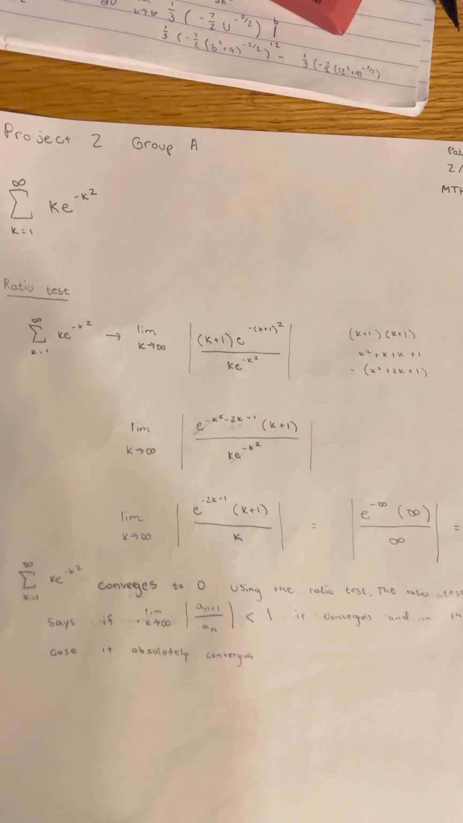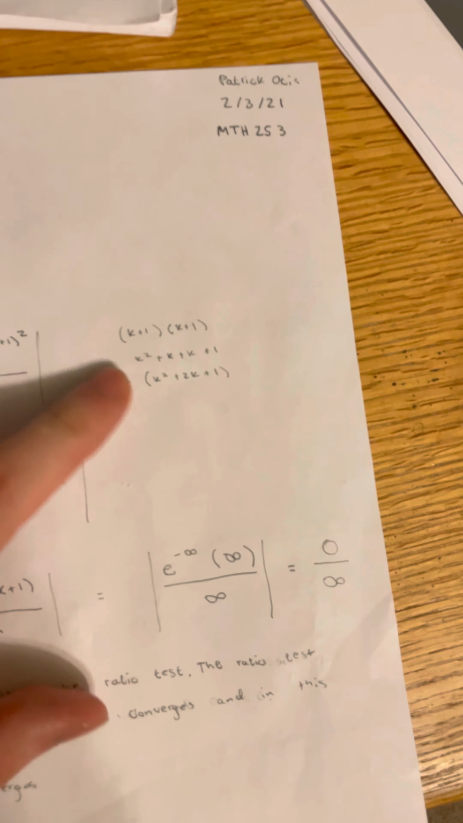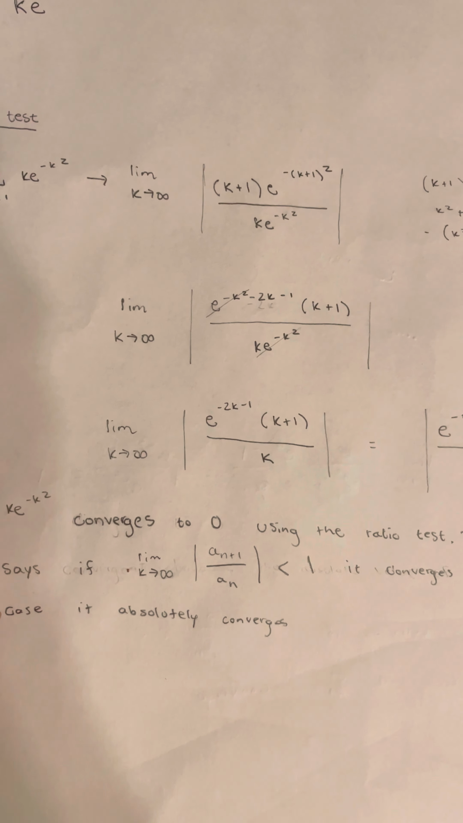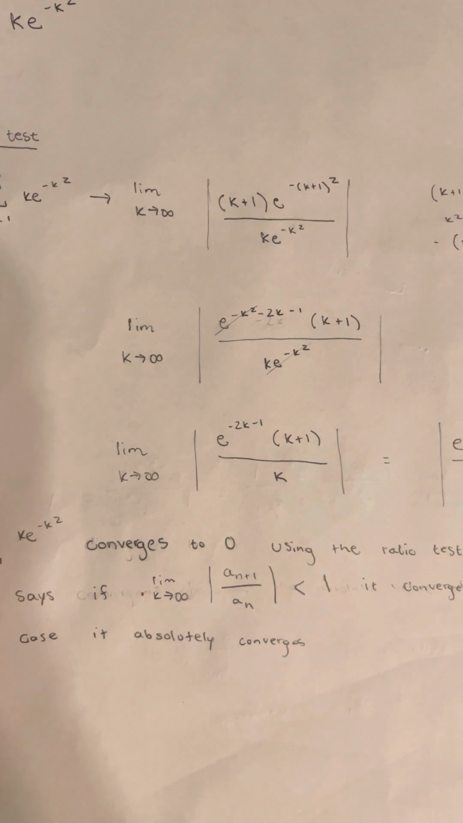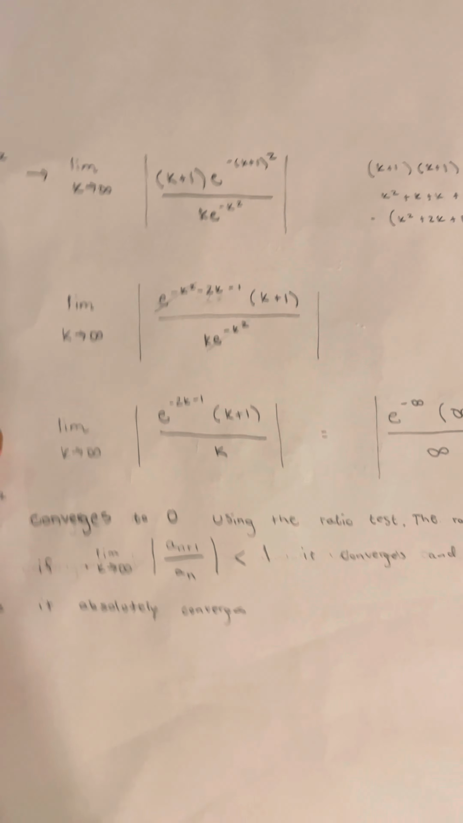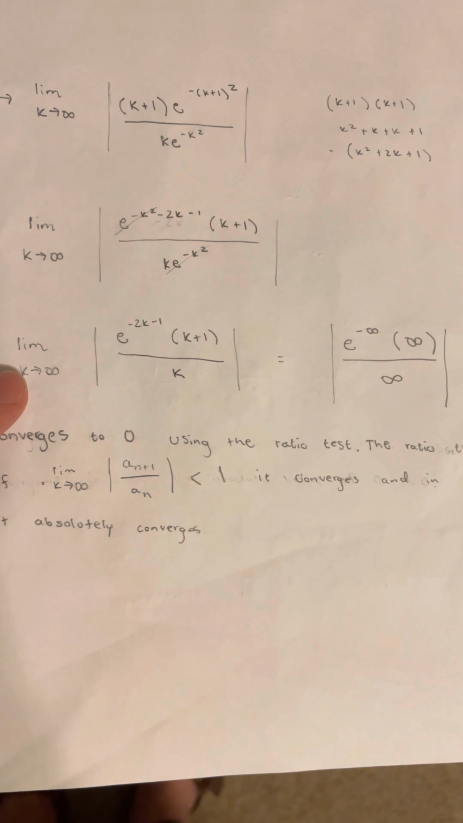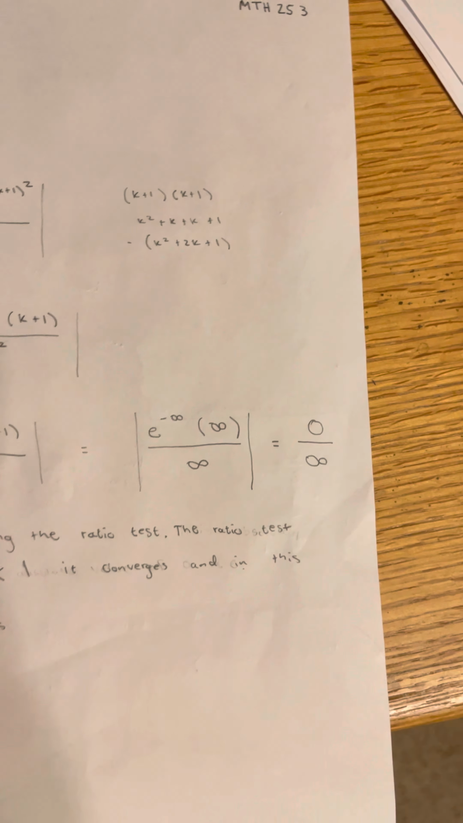So I took the limit as k approaches infinity, and when I solved for this and distributed my negative sign, I saw that I could factor out an e to the negative k squared on my numerator and denominator and cancel them out. So then I got this, and you plug your infinity in for k, and you get e to the negative infinity is 0. So you get 0 over infinity. And the ratio test tells us that when our result is less than 1, it converges. And in this case, it absolutely converged because it's positive.